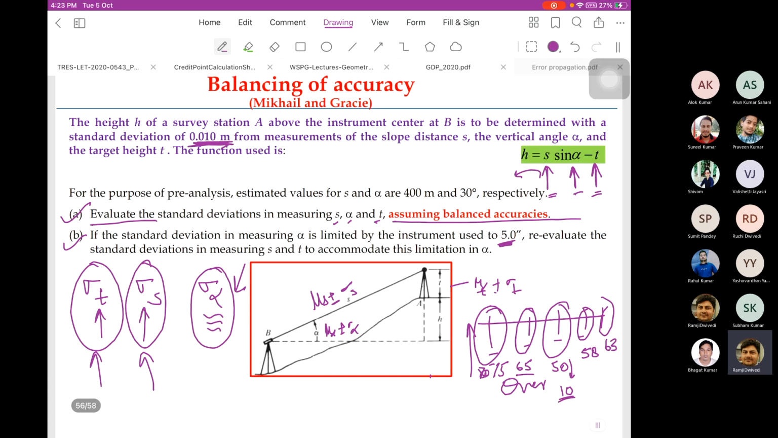Similarly, here you are sure that you do not have that much instrumentation, or high grade instrumentation, in your laboratory, so that you could achieve, or you could work with, the balanced accuracy case. So what you could do, you could limit this case of sigma alpha, and you improve the sigma s and sigma t as much as possible, as precisely as you could do. So these are the cases: first, balanced accuracy, that means all are good to go. And second is you limit one, and then you reevaluate.